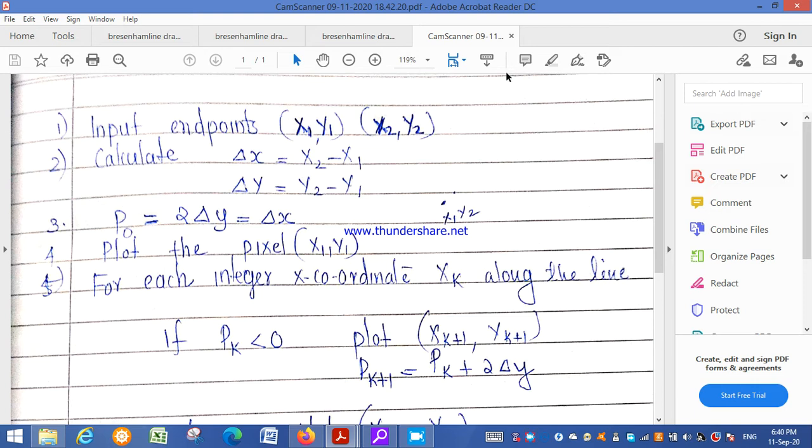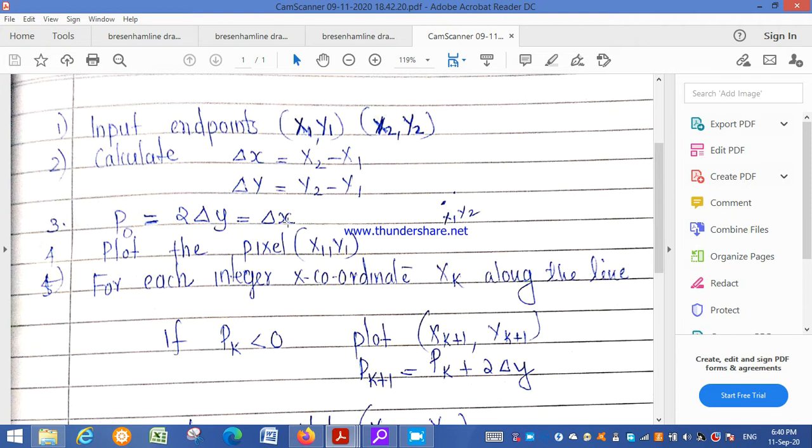For the Bresenham line drawing algorithm, we are given two endpoints of a line. That is x1, y1 is the first endpoint and x2, y2 is the second endpoint. In the second step, we calculate delta x. Delta x is calculated by x2 minus x1 and delta y is calculated by y2 minus y1. From that, we calculate the initial decision parameter p0, and it is calculated using the equation 2 delta y minus delta x.